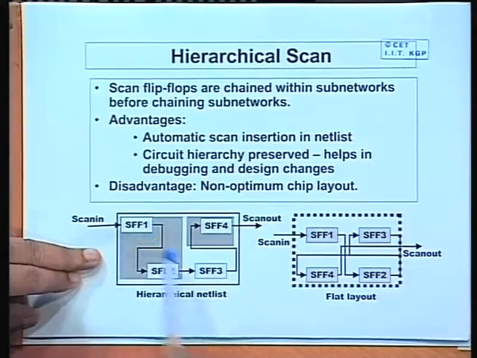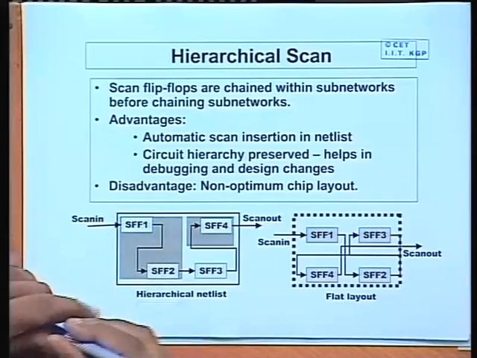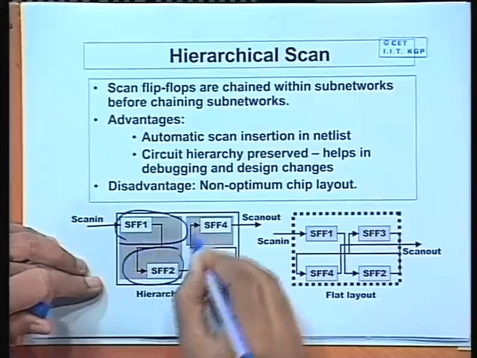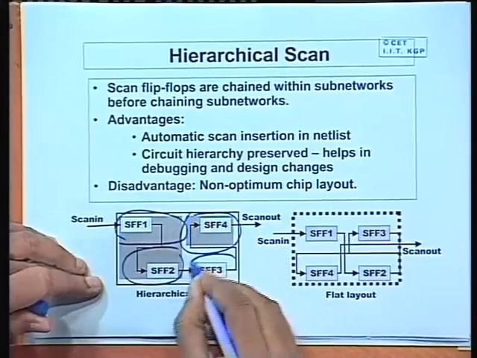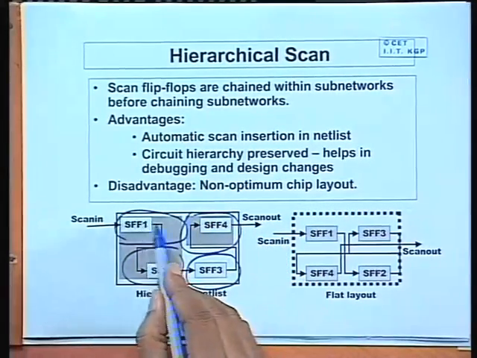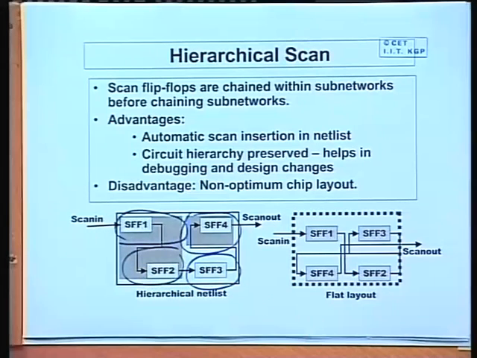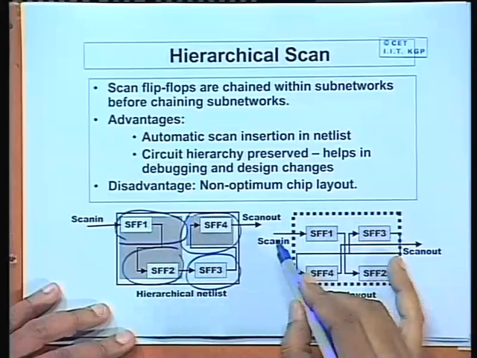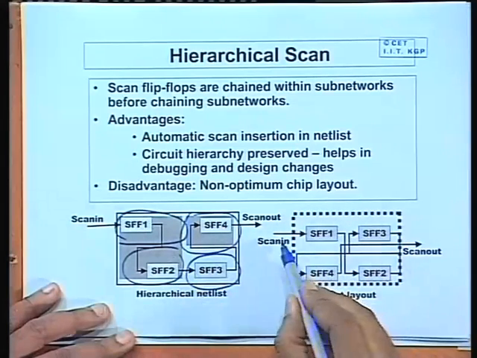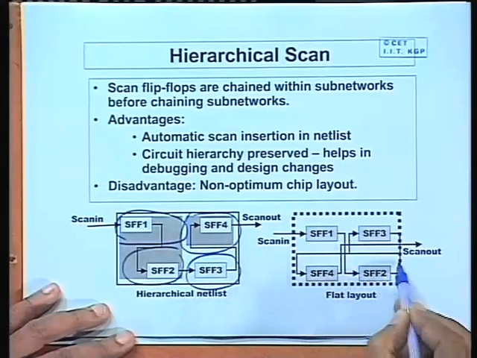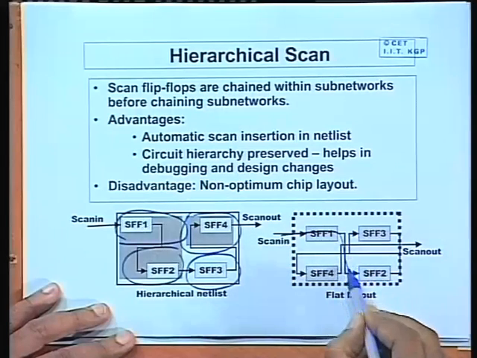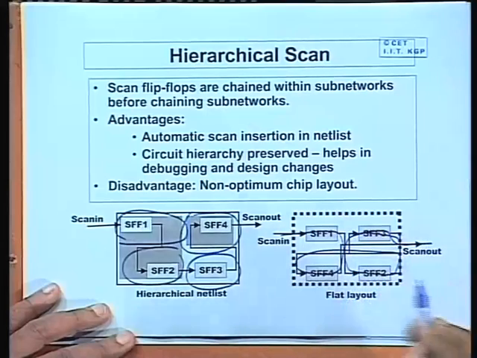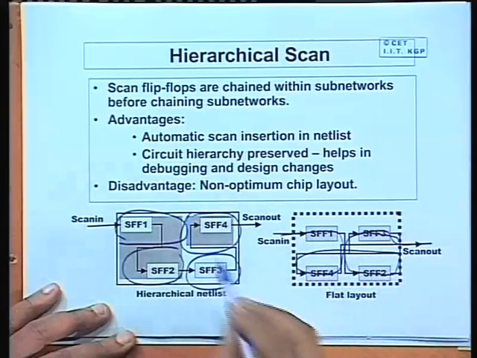So, without loss of generality I am showing only one flip-flop in one region, but it can be more. Say this is one region, this is one region, this is one region, and this is one region, and this is how they can be connected. Now if you had a flat layout, then all these flip-flops would be connected in a single scan chain like this, okay, like this. They will be connected in a long scan chain.